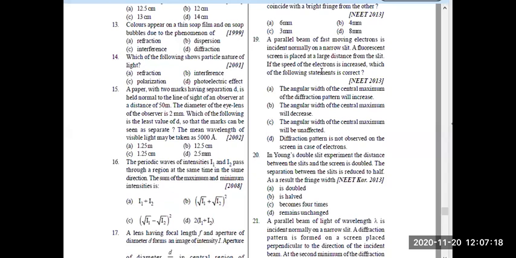Speed of electron is increased. What will happen? Think about it. Speed increase, frequency is same. What will happen to wavelength? Decrease. Makes sense, na? Right? Wavelength will decrease. If wavelength will decrease, what will happen to angular width? Decrease. What is the answer?